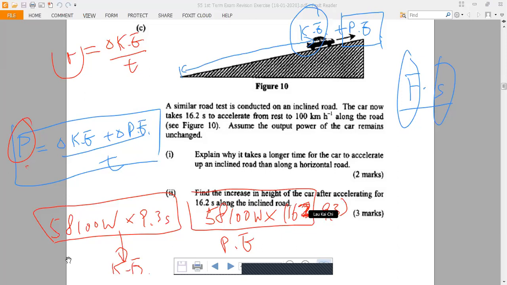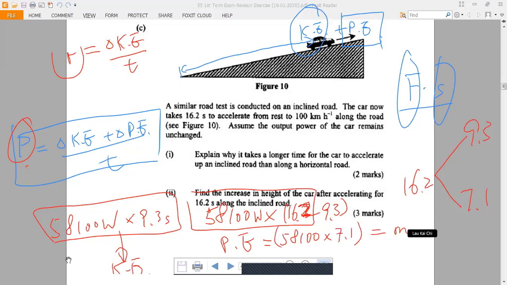So that means in this 16.2 seconds, 9.3 seconds is for KE. The remaining is only 7.1 seconds, for the PE, isn't it? So the PE is equal to 58100 times 7.1, which is equal to mgh. You just look for the height. And the mass is also given, 1400. And g is 9.81, and this is h. You know the answer.